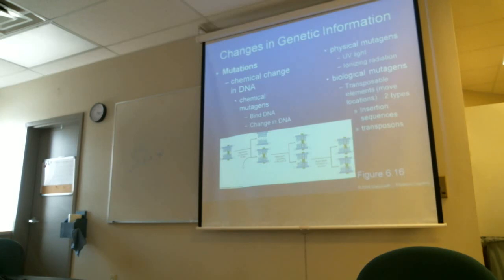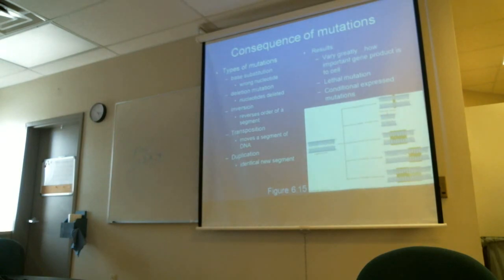As far as mutations go, now this is fairly easy. You can have chemical mutagens, physical mutagens, biological mutagens. The one that I tend to point out is UV lines. There's different types of mutations. Sometimes they vary with what they're called in different textbooks.